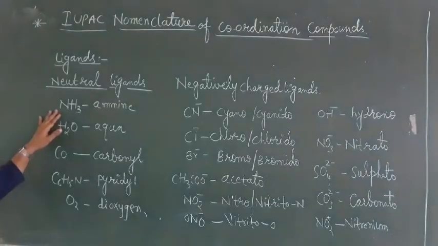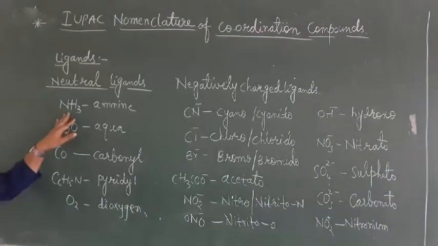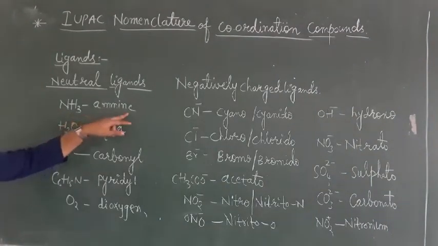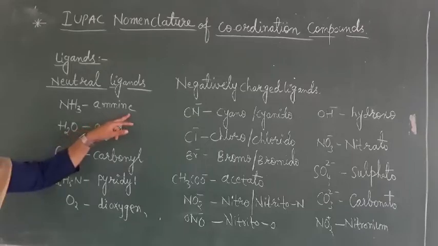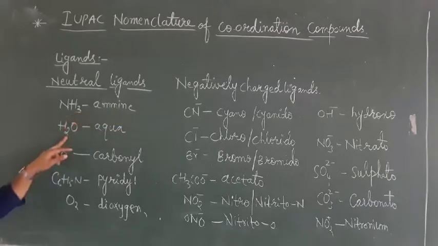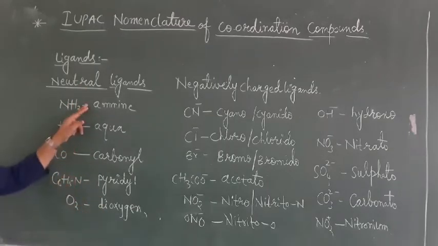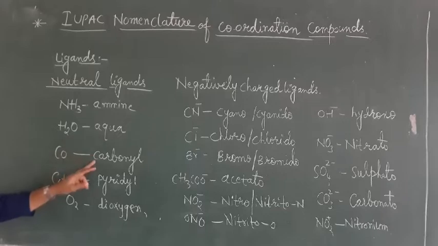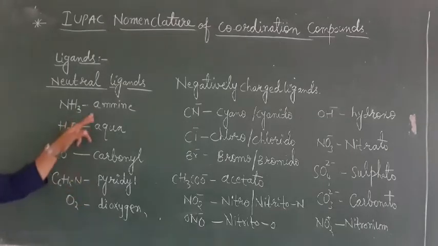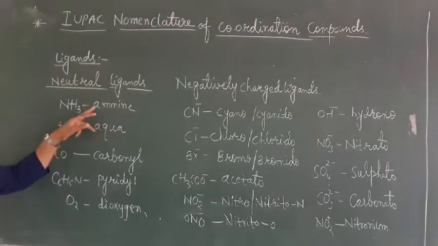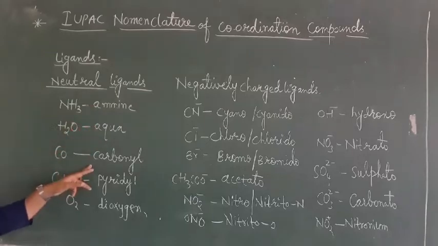Neutral ligands are these. NH3 is ammine, you have to write AMMINE, not AMINE. Next, H2O is aqua, CO is carbonyl, C6H5N is pyridine, O2 is dioxygen. In these, ammine and aqua are important, carbonyl also. These three are used most: ammine, aqua and carbonyl.